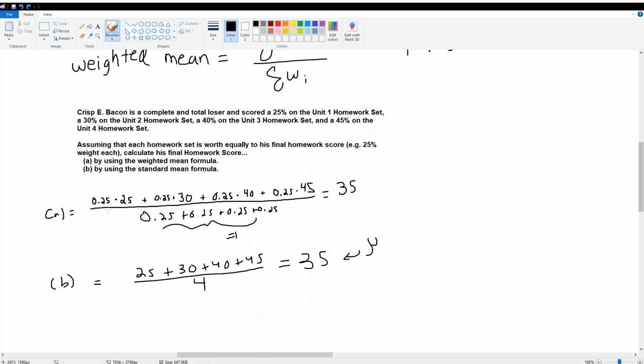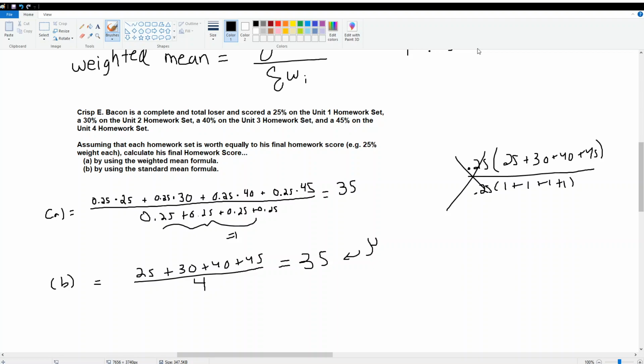We can factor out the 0.25s. So we'd have 0.25 in the numerator. Again, we factor out all these 0.25s. So 25 plus 30 plus 40 plus 45. In the denominator, we factor out these 0.25s. So we should have 1 plus 1 plus 1 plus 1. Lo and behold, these 0.25s cancel out, and we're left with part B.